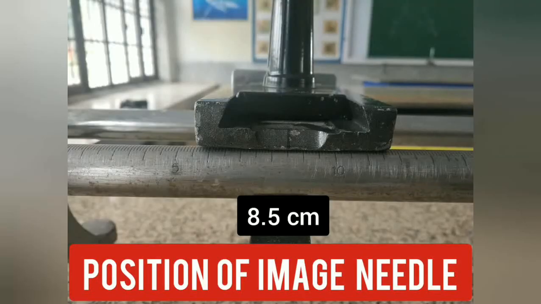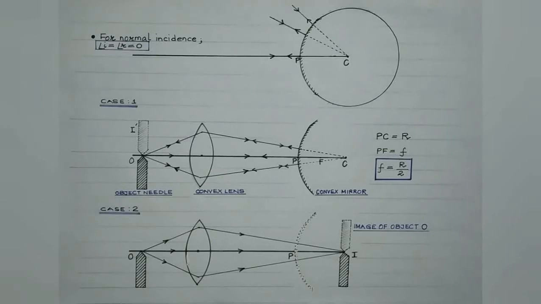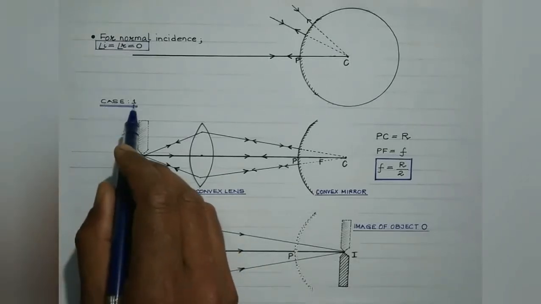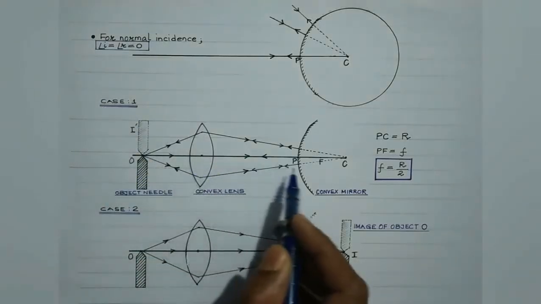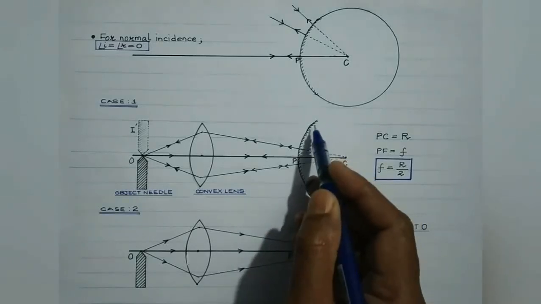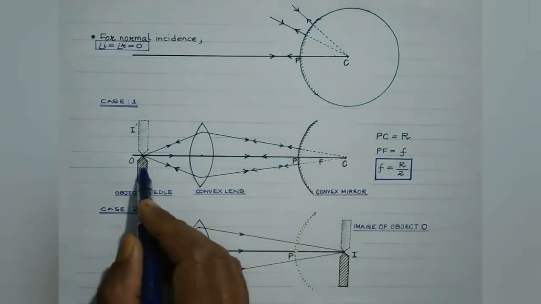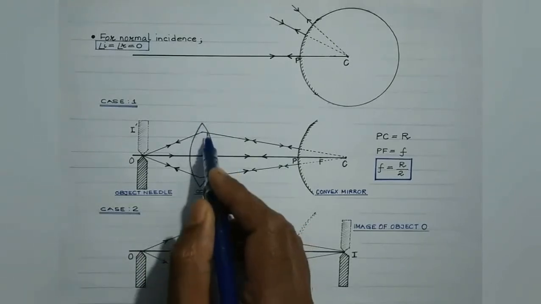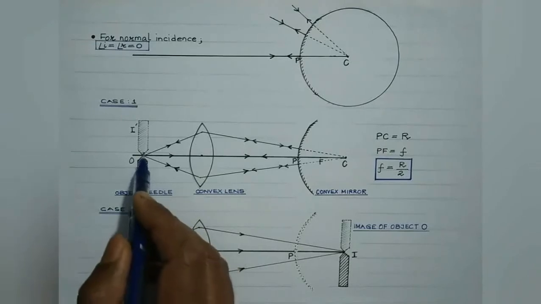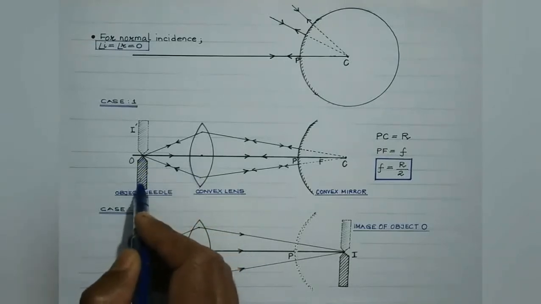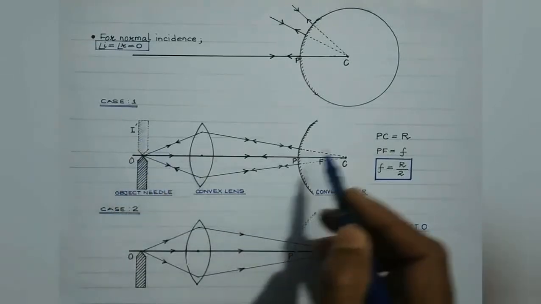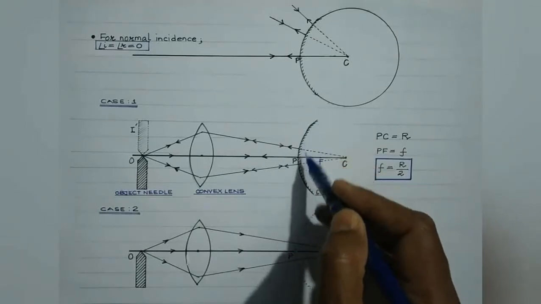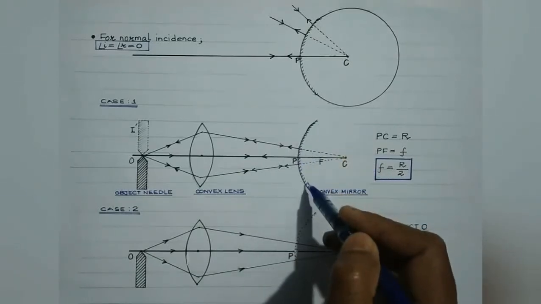The position of the image needle when the parallax is removed is found to be 8.5 centimeter. So students, what we have discussed in the video is that in case 1, we have made use of 3 uprights, isn't it? One upright containing the convex mirror, the other containing the object needle, and at the center, the upright consists of the convex lens. And by removing the parallax between the object needle and its inverted image, the position of the convex mirror can be easily noted down, right?